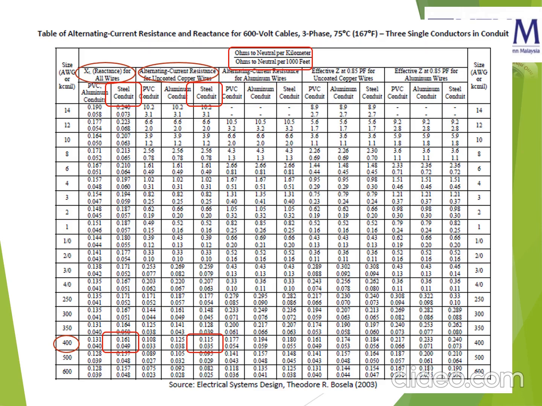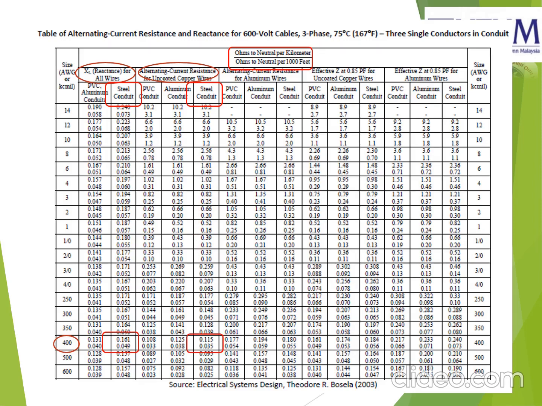So for example, the example given is copper wire, so we have to select this column. Then the type of conductor is steel conduit, so we have to choose this column for steel conduit. This one is for the X value, and this one is for the R value. So we have to choose the value of X and R from this row.